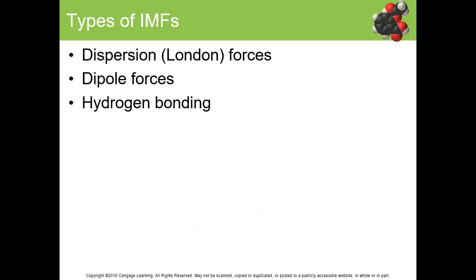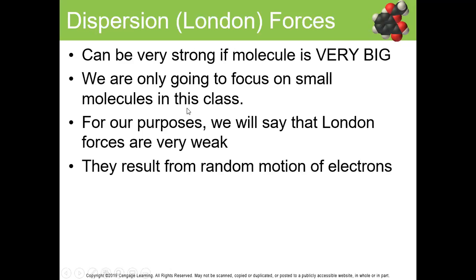So there are three types of intermolecular forces that we're going to discuss in World of Chem. There's dispersion forces, or some textbooks call them London forces, or some books just call them London dispersion forces. You'll call it all three. There's dipole forces, and then there's hydrogen bonding. And that name's kind of ambiguous because it's not actually a chemical bond. We'll talk about that in a second.